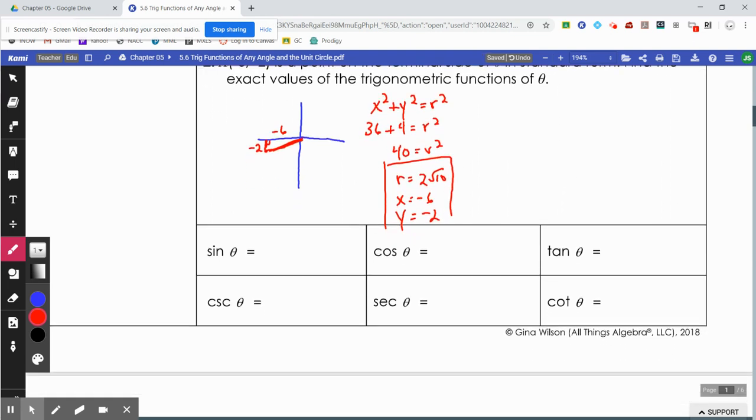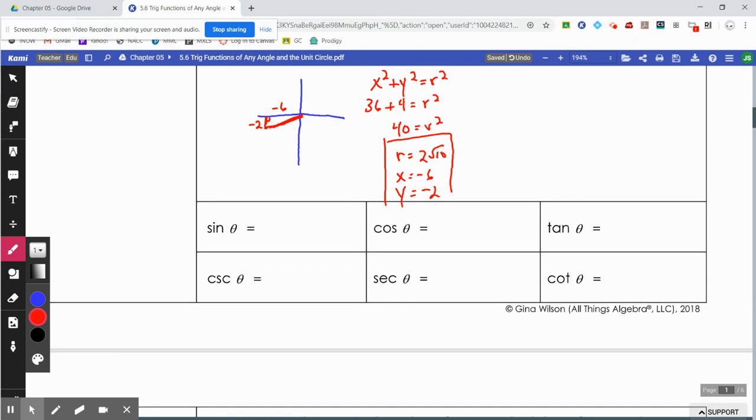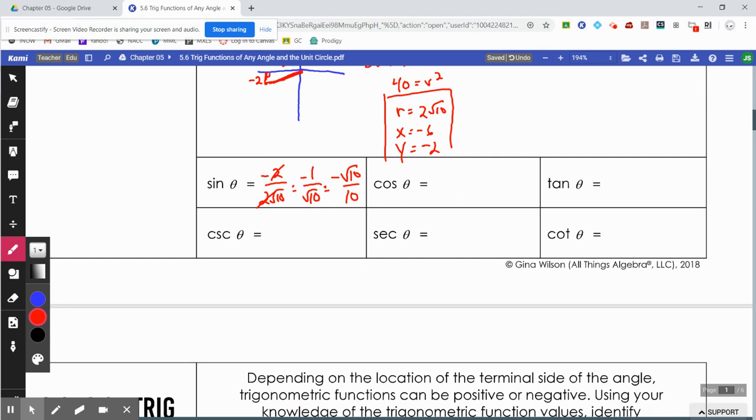Sine is opposite over hypotenuse, which would be my y value over my r value, 2 root 10. The 2's cancel. That'd be negative 1 over root 10. Rationalized, it is negative root 10 over 10. We can flip it. However, again, it's best to flip this instead. That'd be root 10 over 1, which would just be negative root 10.